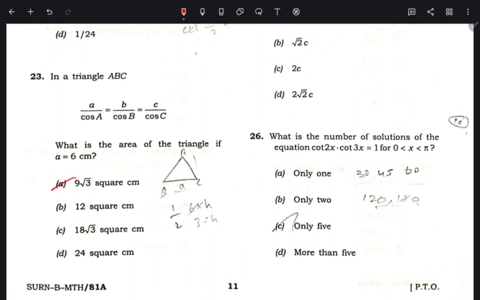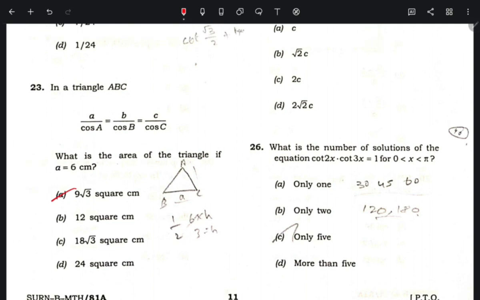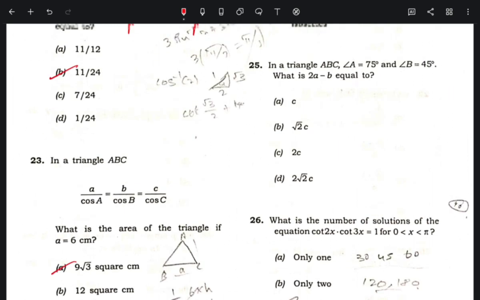Again, this is just convert this into sine rule. Compare sine rule and cos rule, you'll get the answer. So sine A equal to cos A, sine B equal to cos B. So that thing. 23.